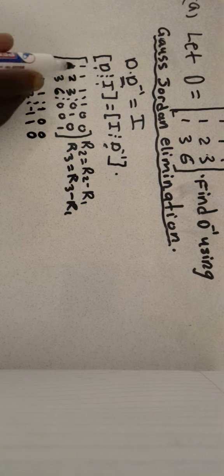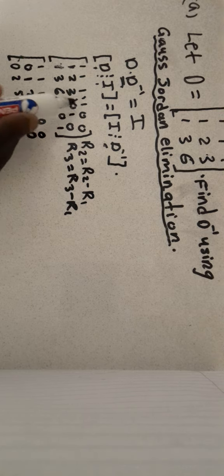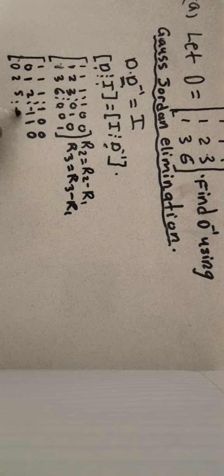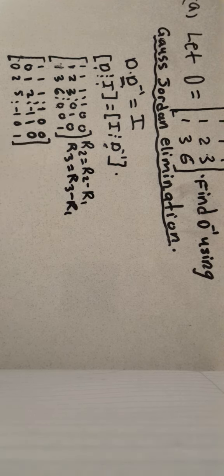Then here, 1 minus 1 is 0, 3 minus 1 is 2, 6 minus 1 is 5. We apply the same here: 0 minus 1 is minus 1, 0 minus 0 is 0, 1 minus 0 is 1. So again, you find zeros here.